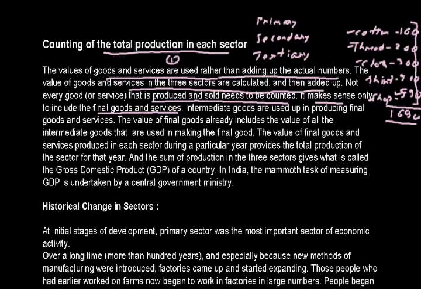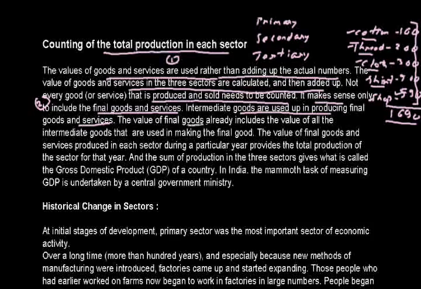That's why we count only the value of final goods and services. So that is the second point. In the first point we have discussed that the value of goods and services are accounted, and in the second point we have taken that the value of final goods and services are counted. Intermediate goods are used up in producing final goods and services. Here all these things, whether it is cotton, thread, cloth or shirt, will be termed as the intermediate goods, which are being used in making the final good, that was the shirt that was available to you in rupees 590.